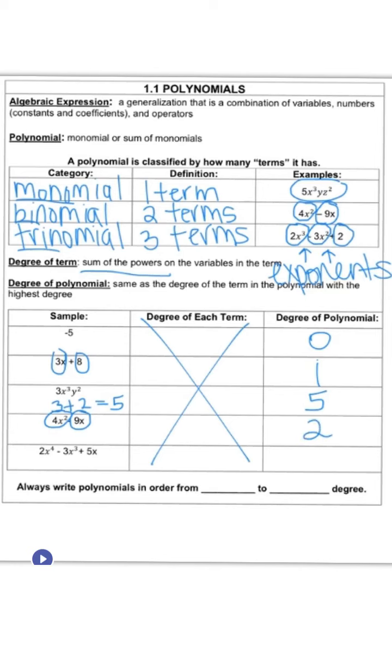And then this last example, I have 2x to the 4th minus 3x cubed plus 5x. So I need to find the highest degree, or the highest exponent of each term. I have an x to the 4th, an x cubed, and then an x. So the highest degree would just be 4, since that's my highest exponent of that term.